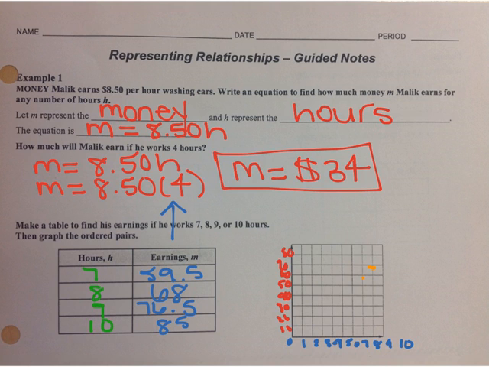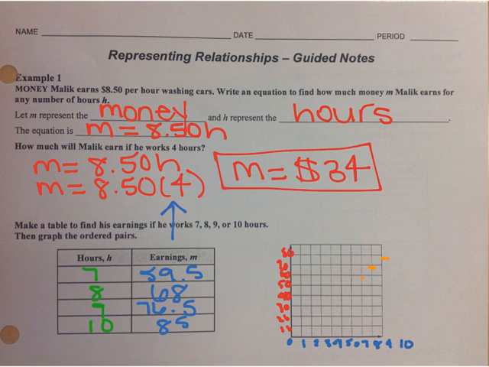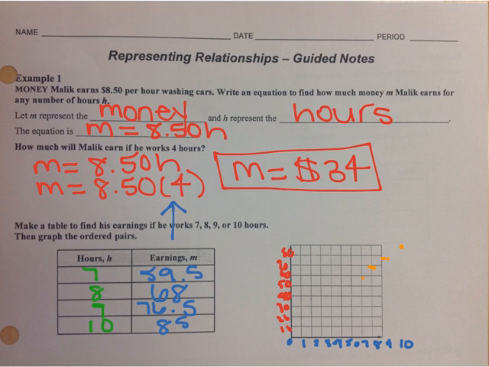And then 9 should be 76.5. So that one's going to be right about here. And then 10 is 85, so it's going to be about right here. So those are the 4 points that I should have plotted.